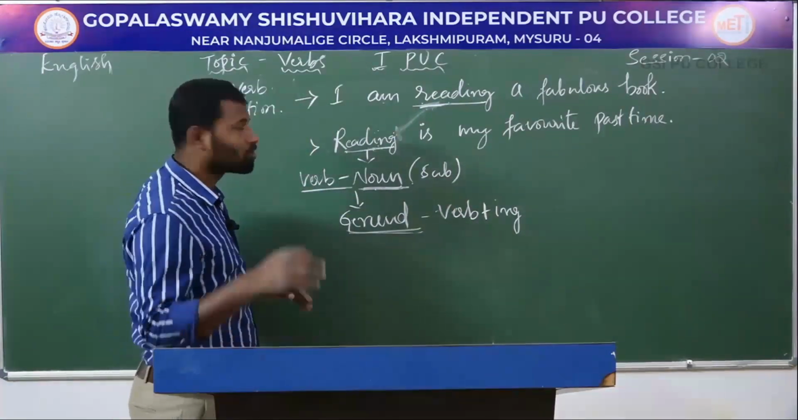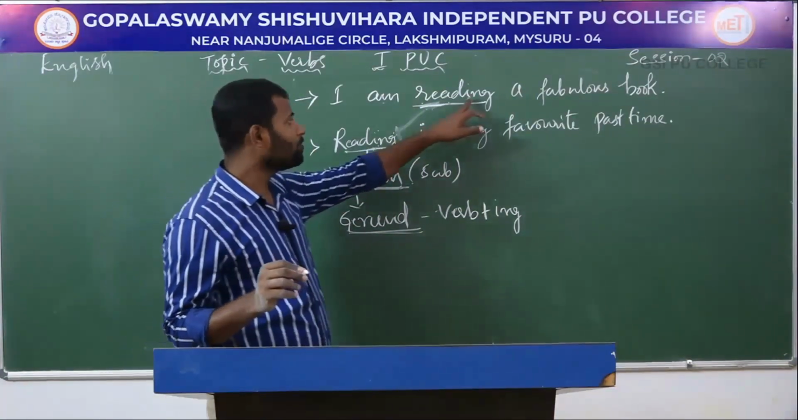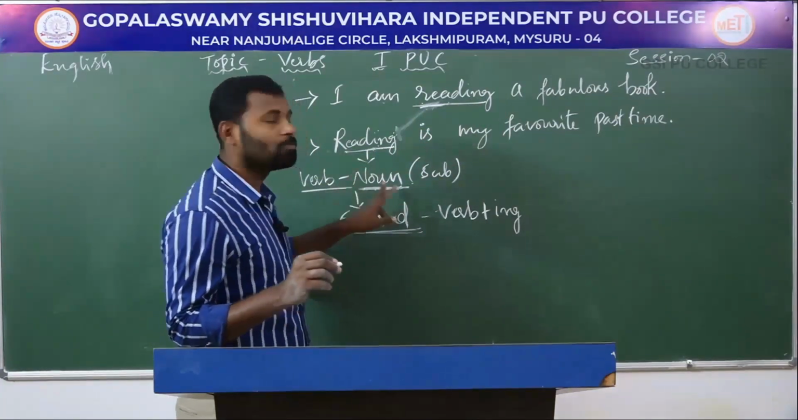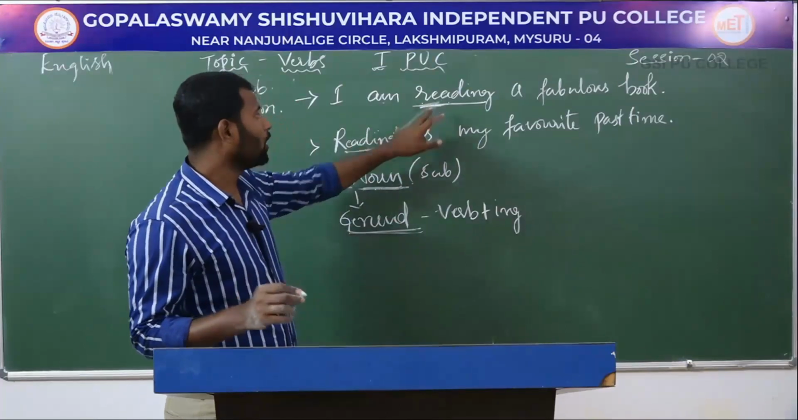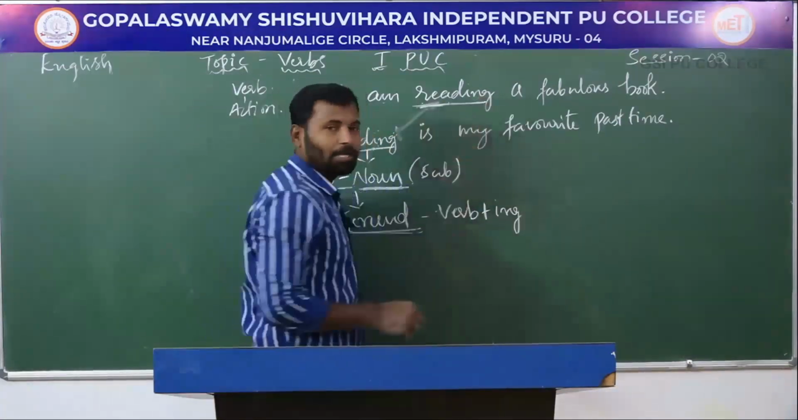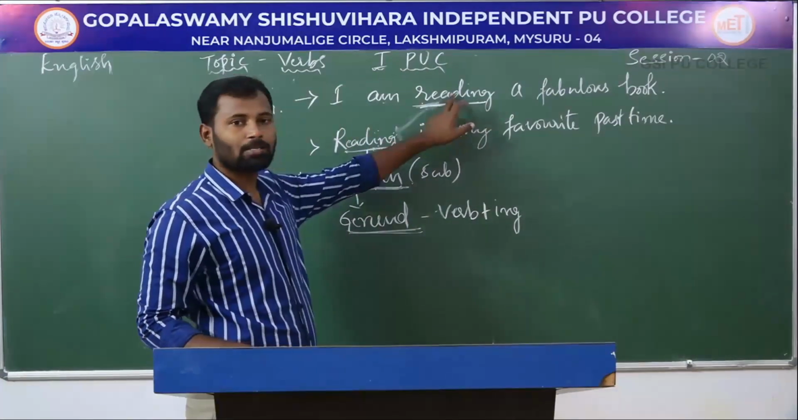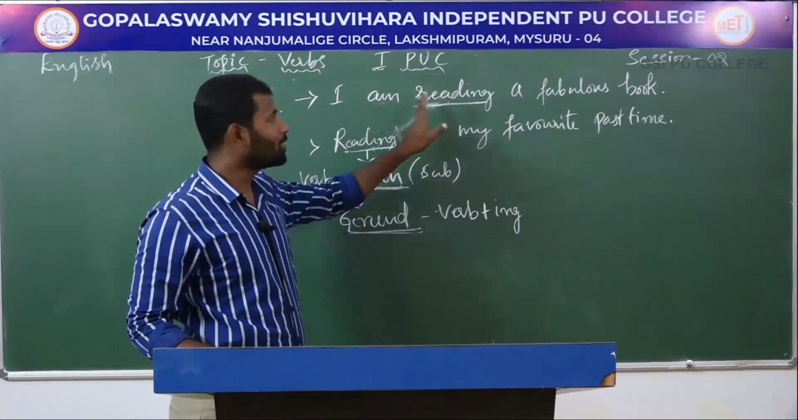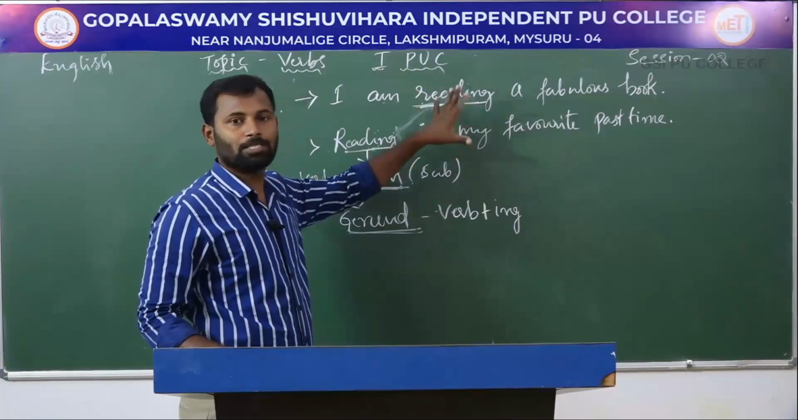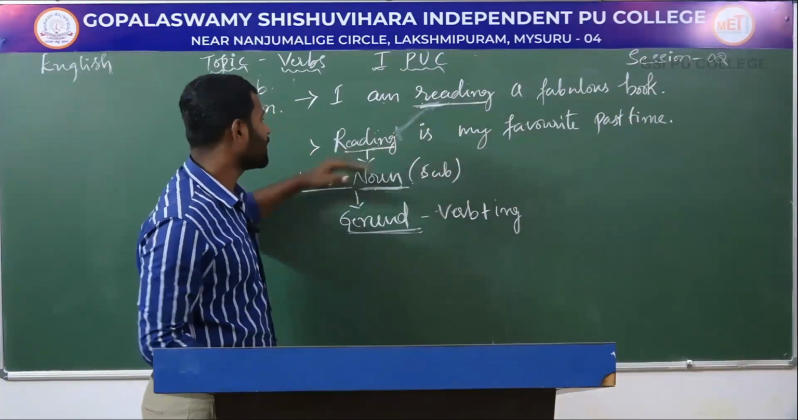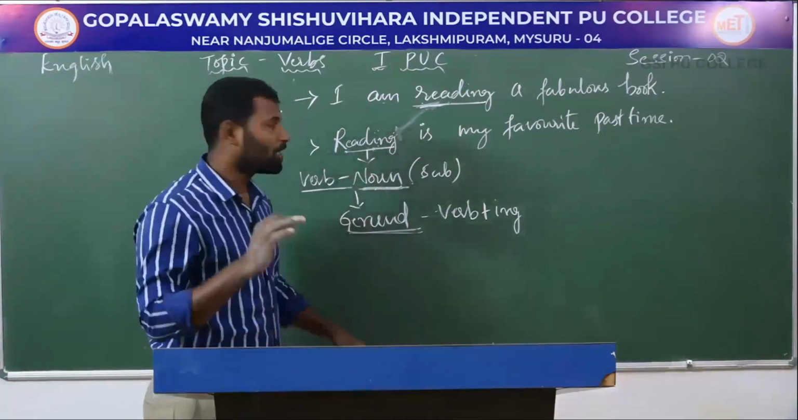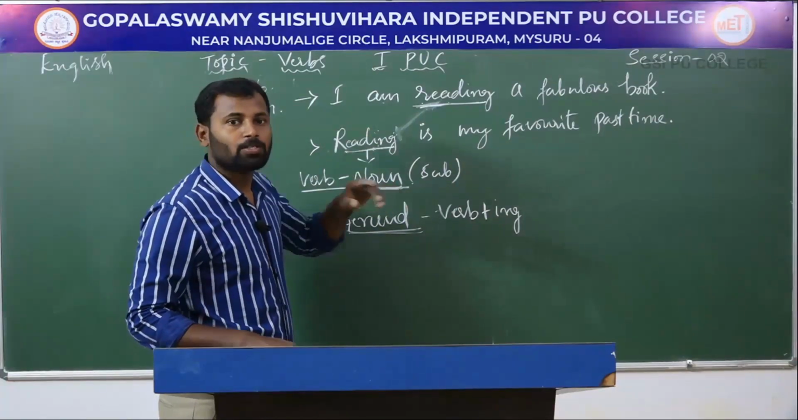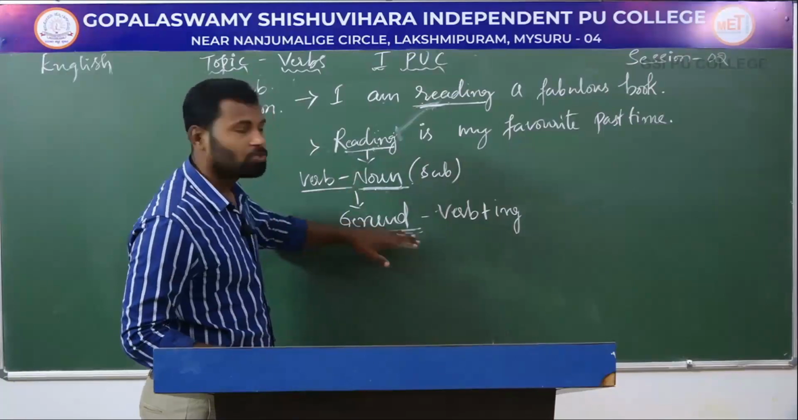I hope you have understood the difference between the ing form of the verbs and the gerunds, the verb noun. So, you cannot call reading in the first sentence a gerund because it is not used in the place of a noun, it is used in the place of a verb itself. Whereas in the second sentence, this word is used in the place of a noun and it does the work of a subject. That is the reason why it is known as a gerund.